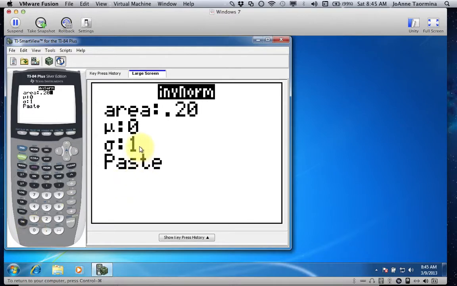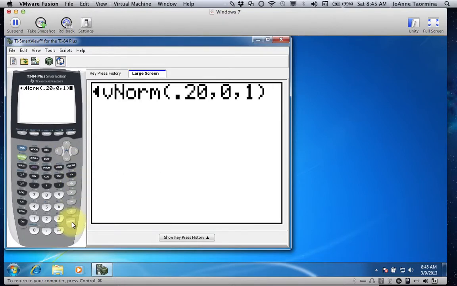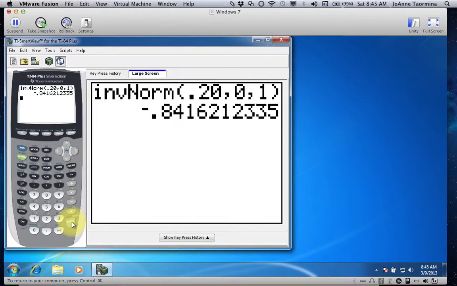Now since we're dealing with z-scores again, we're going to let mu stay at 0, the center of the distribution is 0, and sigma stay at 1. Then we'll go to paste and hit enter. Now we're at the home screen and we hit enter one more time. Okay. Our z-score comes out to be negative 0.841621. Okay, we're going to round our z-scores to 2 decimal places, so this becomes negative 0.84.